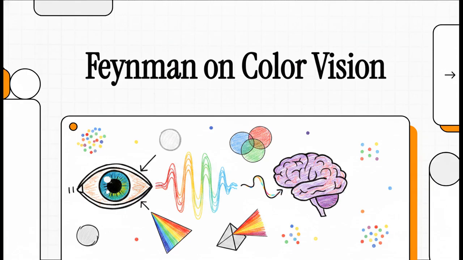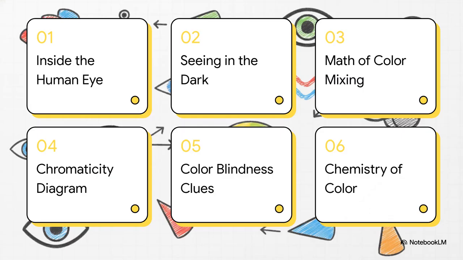As you'll see, color is not actually a strict physical reality living out there in the world. Rather, it is this magnificent biological illusion constructed directly by your eyes and your brain. To make sense of all this, we've got a clear master plan today. We'll be covering inside the human eye, seeing in the dark, the math of color mixing, the chromaticity diagram, clues from colorblindness, and finally, the chemistry of color. Let's get right into it.